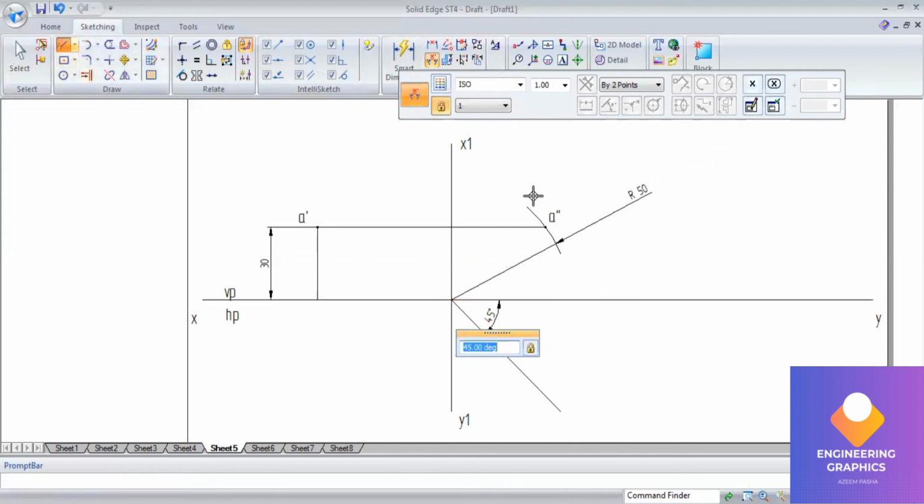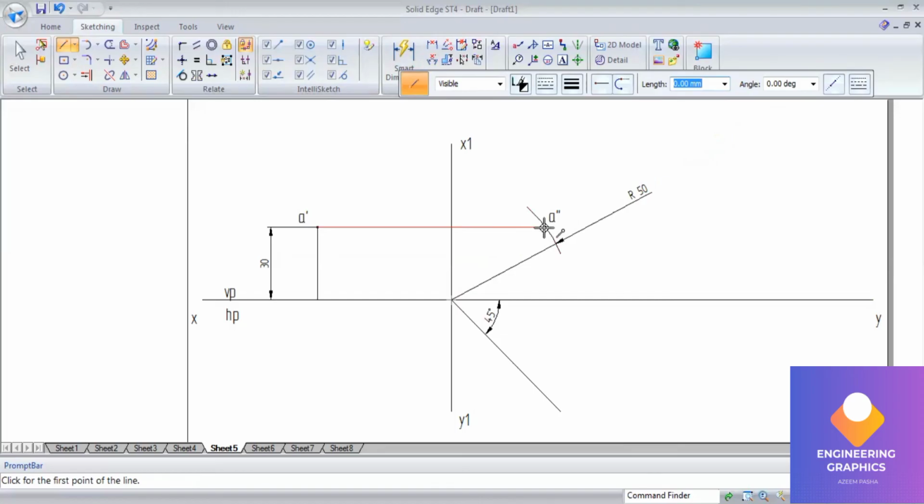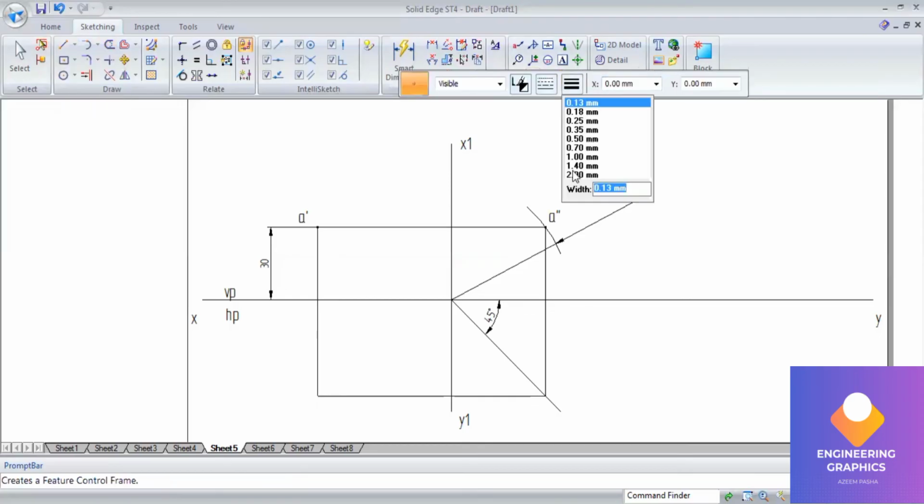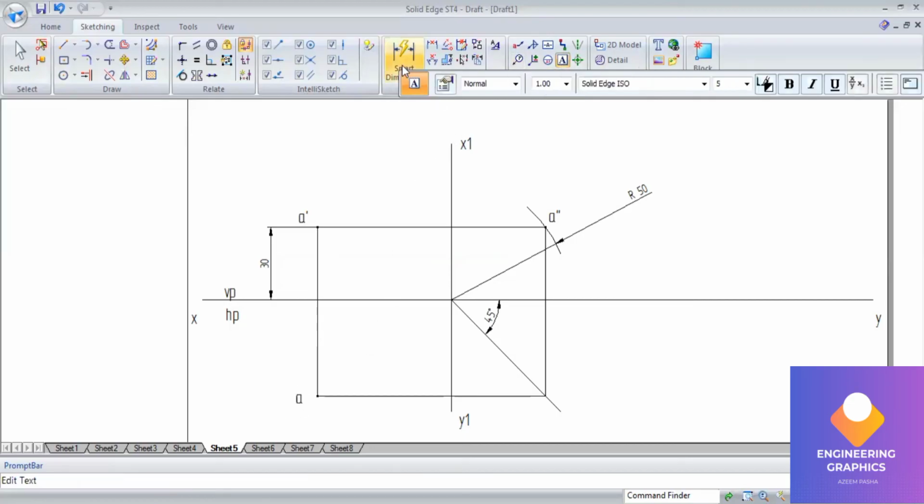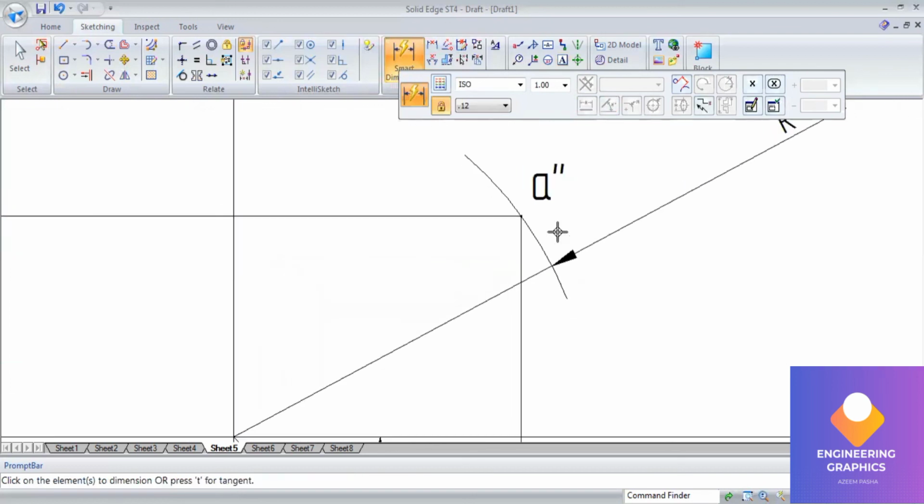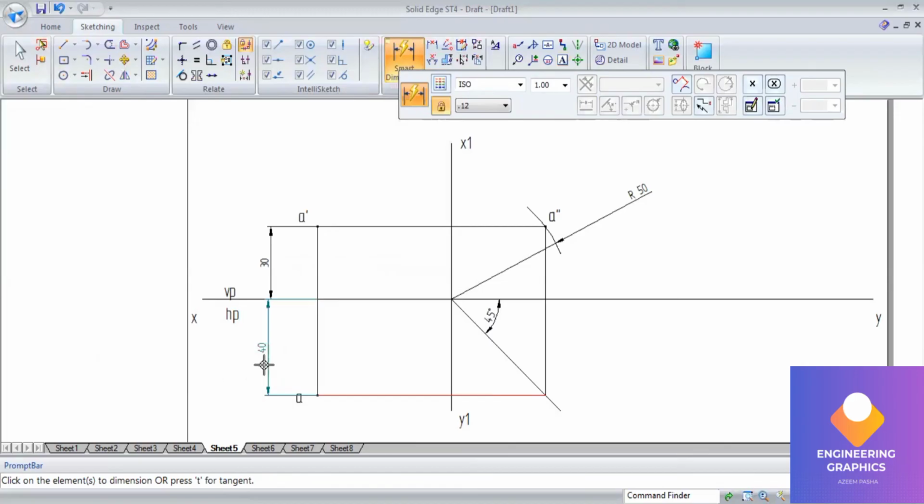Now using a line command, project it downward and project horizontally also. Okay, at the intersection of these 2 points, we are getting a top view. So go to point command, select thickness 2 mm and put a point, and here you can put A, that is top view. Now you measure this distance. Yes, this is the distance we have to show.